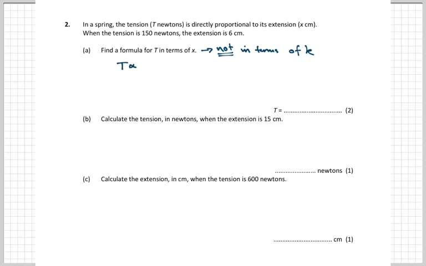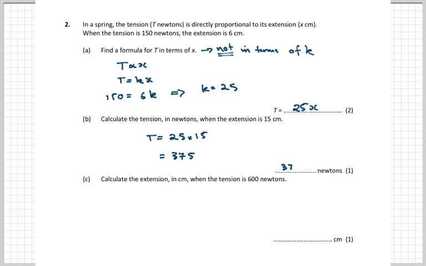The relationship is t is proportional to x, which means t is equal to k lots of x for some value k. Substitute in the values we're given. 150 is 6 lots of k, because x is 6, t is 150, giving us k is 25. So that means that t is equal to 25x. From here, we substitute in 15 into the formula we've just created, giving us 25 times 15, which is 375.